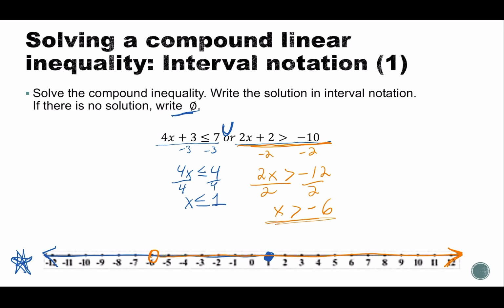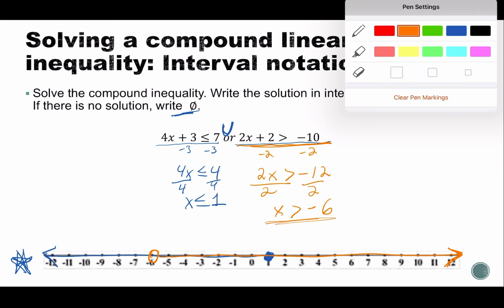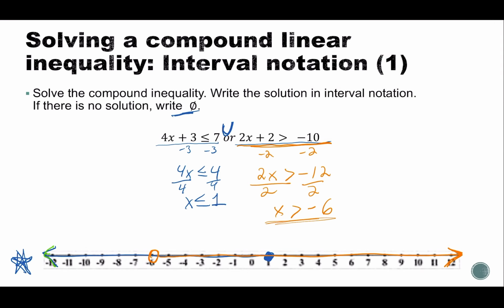Notice how I've covered everything, right? My solution is going to be all the blue together with all the orange. So my solution is actually the entire number line, which we would write from negative infinity to positive infinity. And if you aren't confident on interval notation, please go back and watch the video covering the topic of set builder and interval notation. But let's keep moving forward.